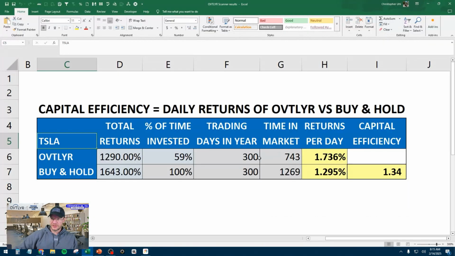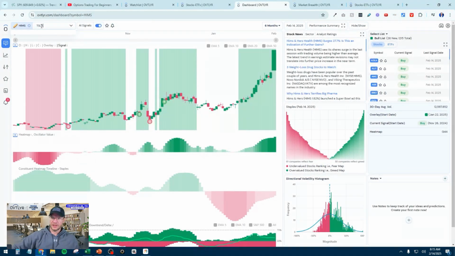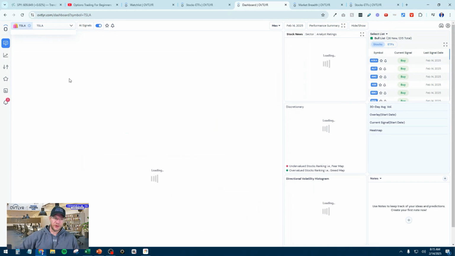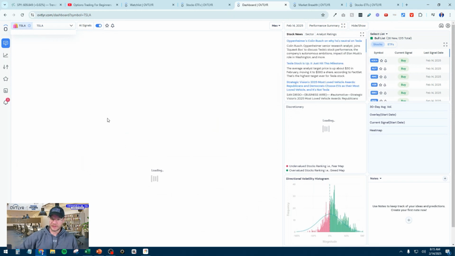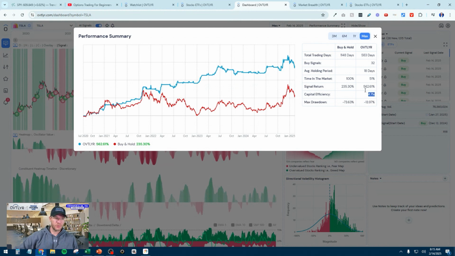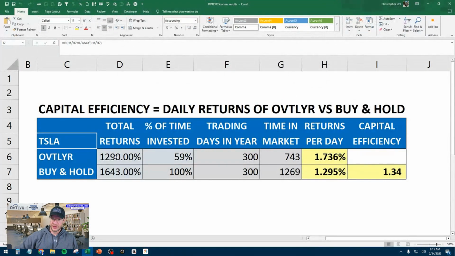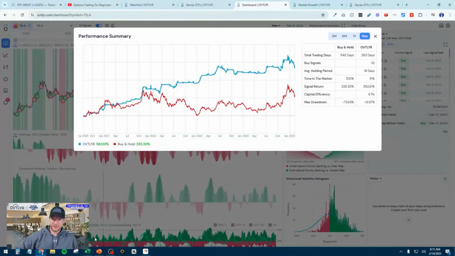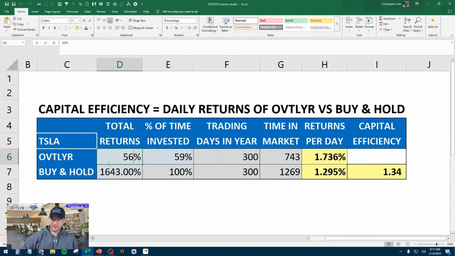Capital efficiency. So for Tesla, the capital efficiency at the time that I put this together was at 1.34. Let's see what it's changed to right now. You'll want to know what capital efficiency is. I leave it wide open, but you may want to filter down on this, which is why I'm taking the time to do it. So Tesla, capital efficiency of 4.71. Okay, 4.71. So we can update this as we go. The outlier signals versus buy and hold signals. So outlier signals, 562%, and the buy and hold was at 235 in this range, right?